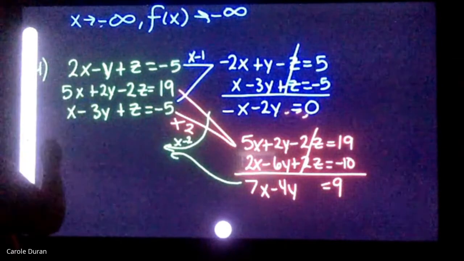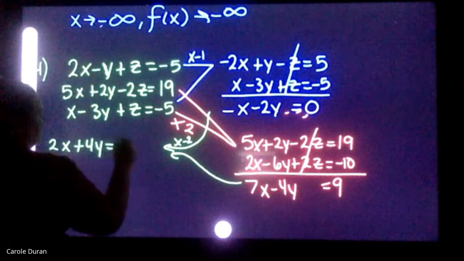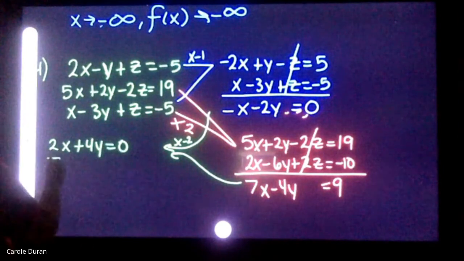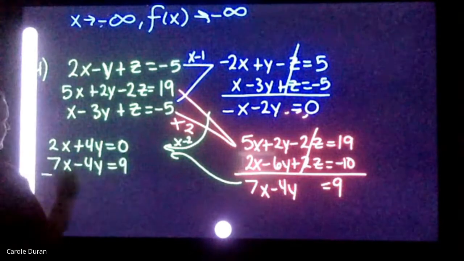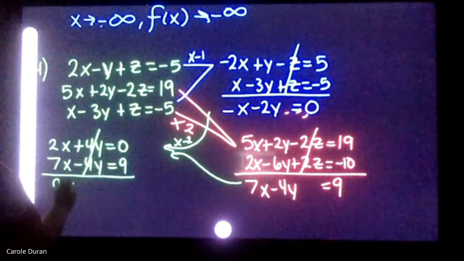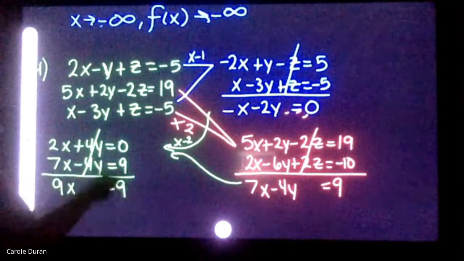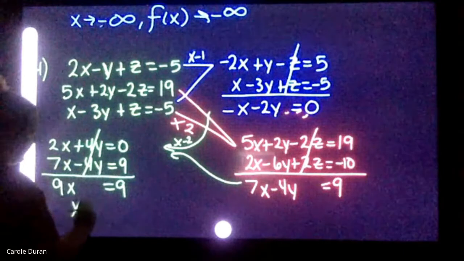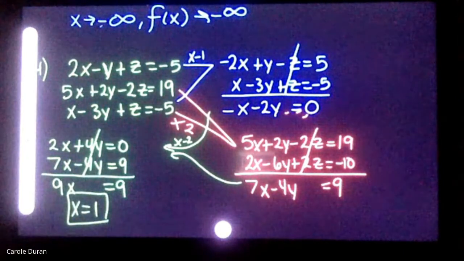So when I do, I get a positive 2x plus 4y equals 0. My bottom equation stayed the same. I add straight down. The y's cancel. 2 and 7 becomes 9x. 0 and 9 is 9. Now I have 9x equals 9. Divide each side by 9, and I get x equals 1. This is 1/3 of my solution.